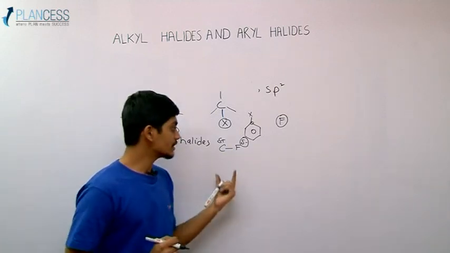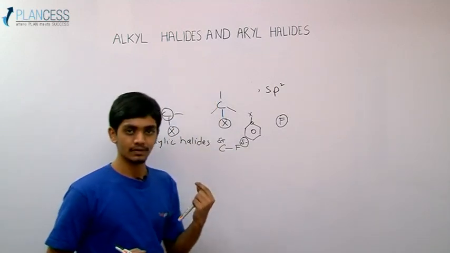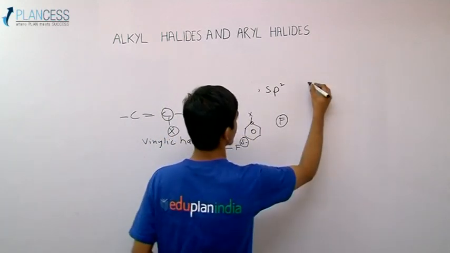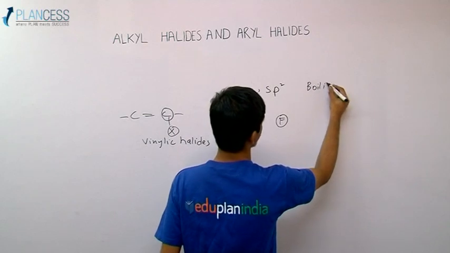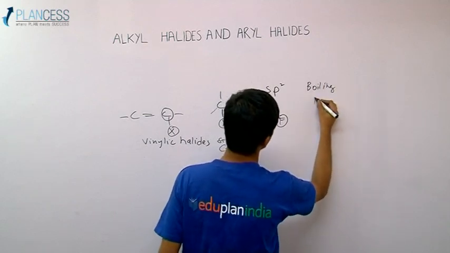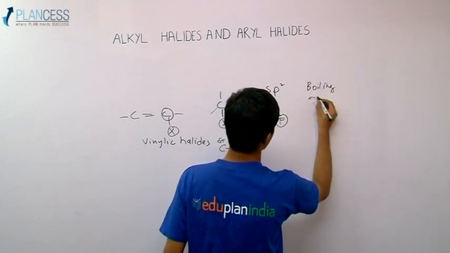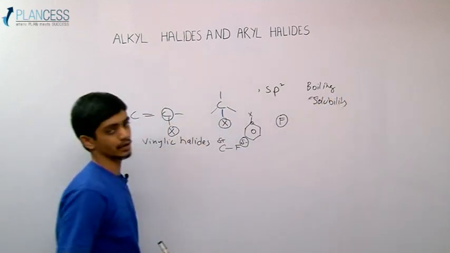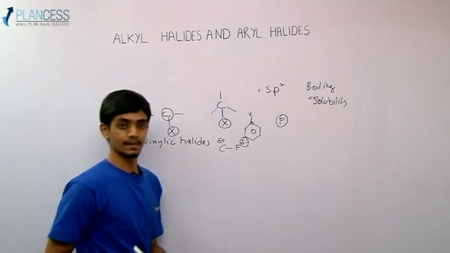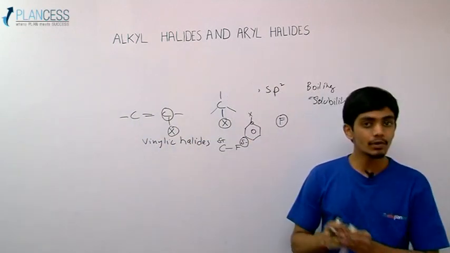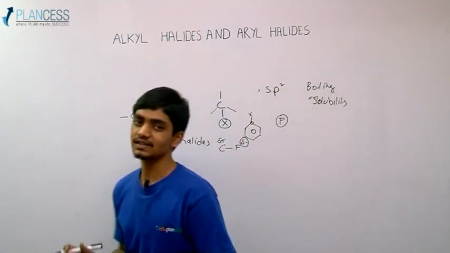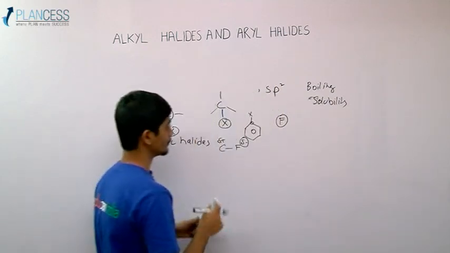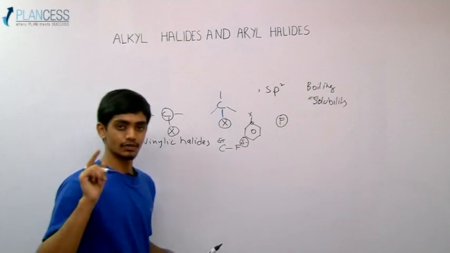So you see how from a simple structure we can identify 2 trends in the physical properties, that is for the boiling point and for the solubility in polar solvents. That is also very important because all these alkyl halides are polar, so they are somewhat soluble in polar solvents as compared to the corresponding alkanes or the alkenes. But still that solubility is not enough.